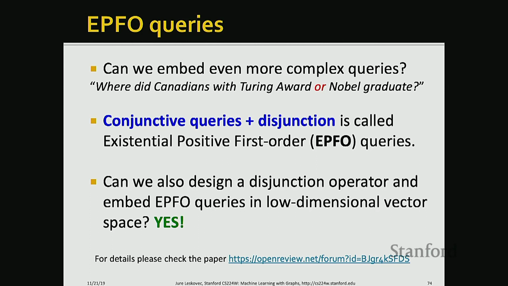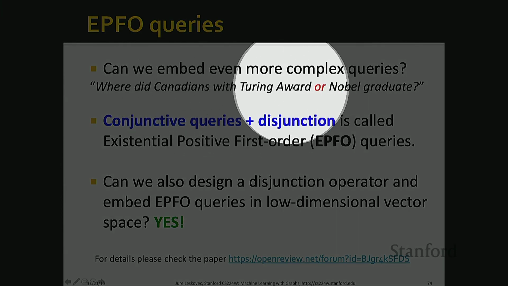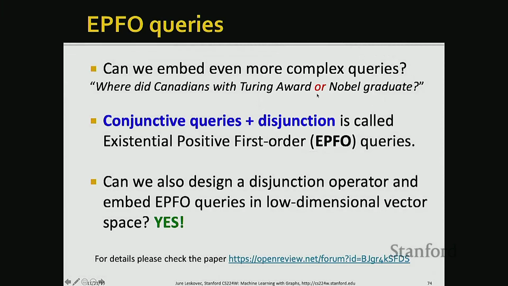Another thing that I will just give you as a teaser so that you know it also supports this. There are also, as we said at the beginning, other types of queries apart from the path queries and conjunctive queries that we've seen today. For instance, something similar to what we've seen before, but with a key difference: where did Canadians with a Turing Award or Nobel Prize graduate, okay? So it's not only conjunctive, but there is a disjunction there. This conjunctive query plus disjunction is called existential positive first-order, which comes from first-order logic. Just keep in mind that Query2Box also supports this kind of query, and this is a very novel result from a few months ago, okay?